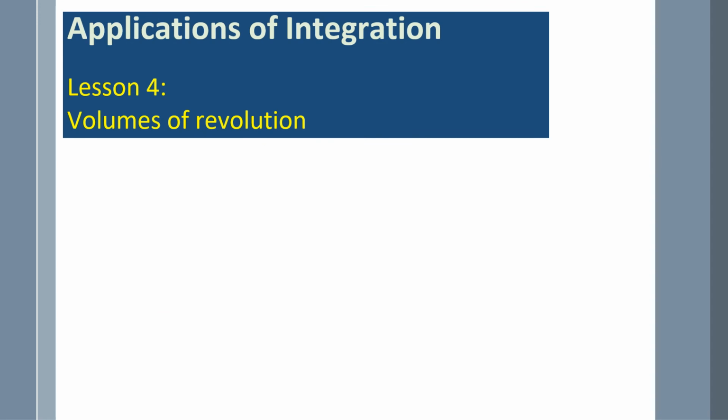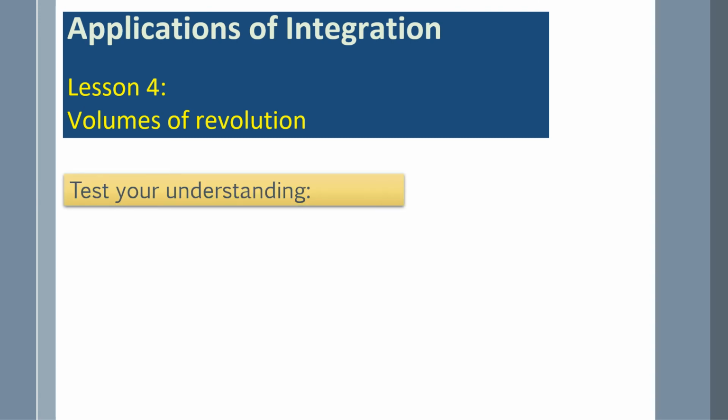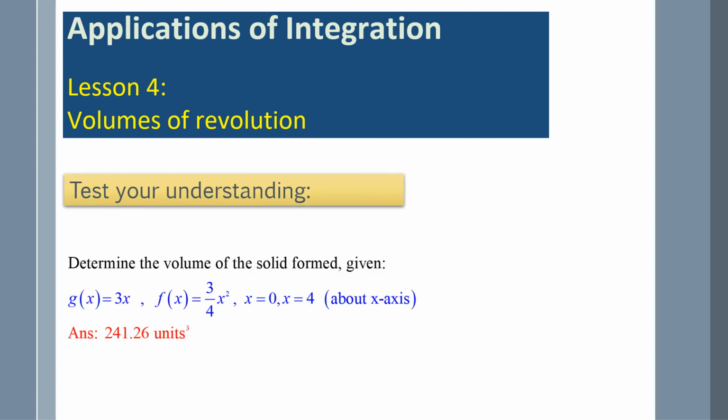That's lesson 4 in terms of a bit of a different approach or an additional application to volumes of revolution. Test your understanding. Have a go at the following question, which is to determine the volume of the solid formed given g(x) is 3x, f(x) is 3/4 x squared, between x equals 0 and x equals 4, about the x-axis. I've got an answer there for you to check your work.